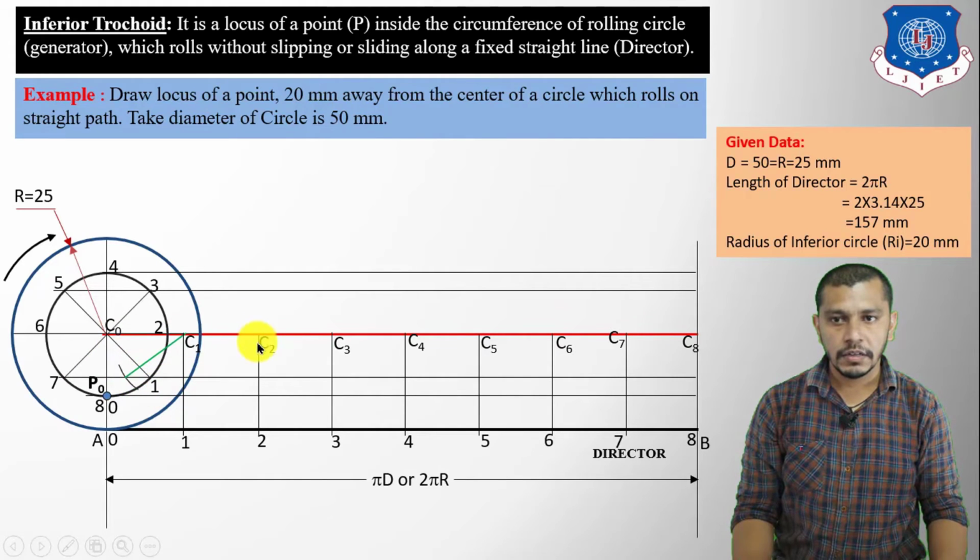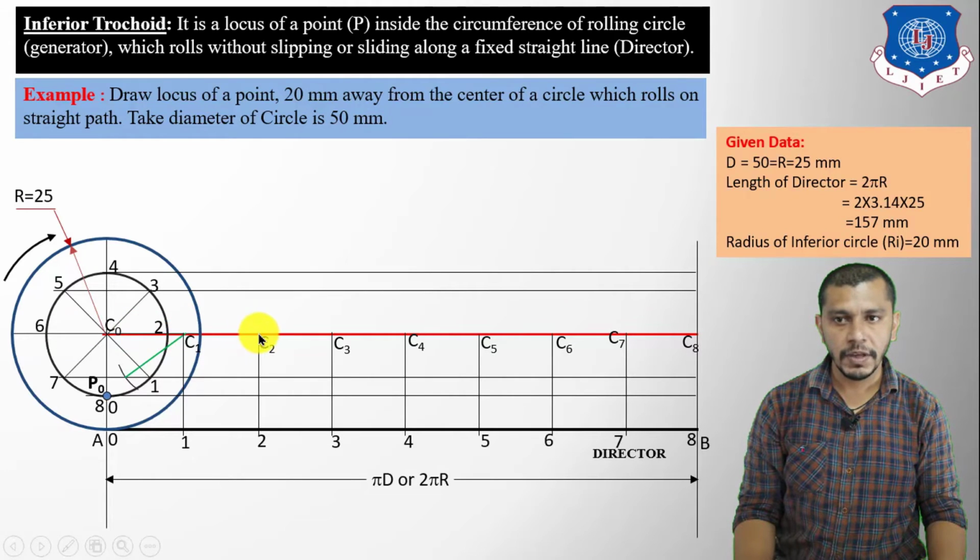Now take center at C2, give an arc on the line passing from the second division of the circle, and the radius will be equal to the radius of the inferior circle. So we will get the intersection over here. Now from C3 as a center, give an arc on the line passing from the third point of the circle. Make sure that the radius will remain the same for each arc, which is equal to the radius of the inferior circle, and which is right now 20 mm.